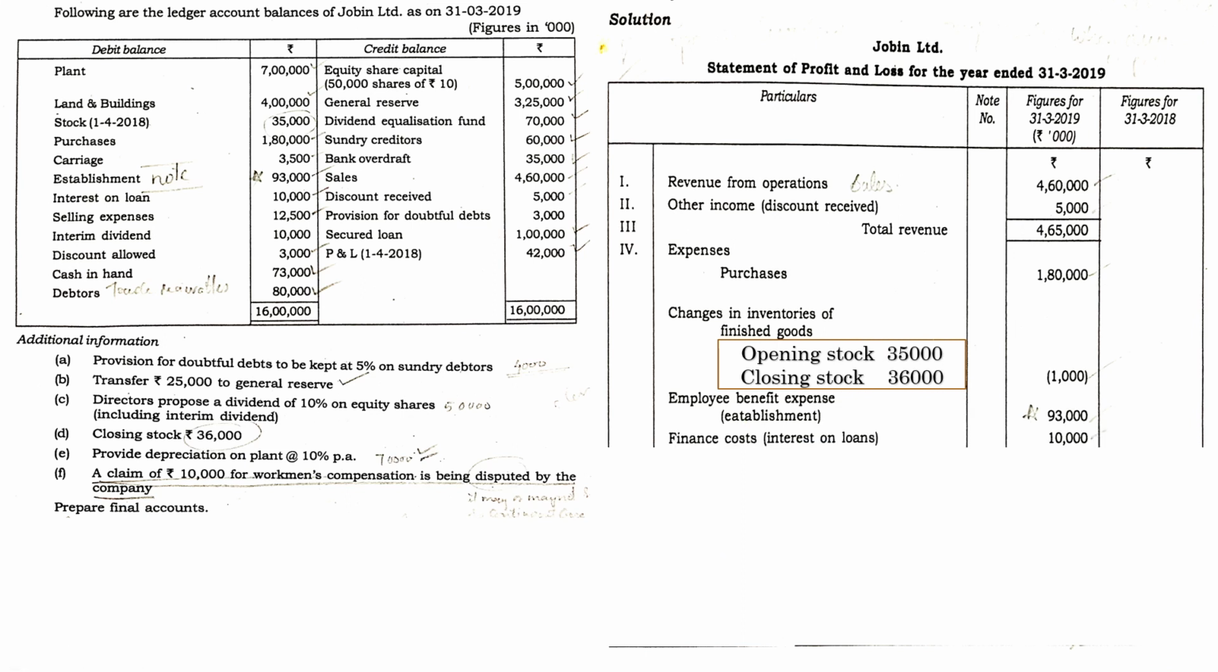Next one, finance costs. Finance costs mainly include all those expenses with regard to any loan or credit obtained by us. See, in the question it is directly given, interest on loan 10,000, so show the interest on loan amount.